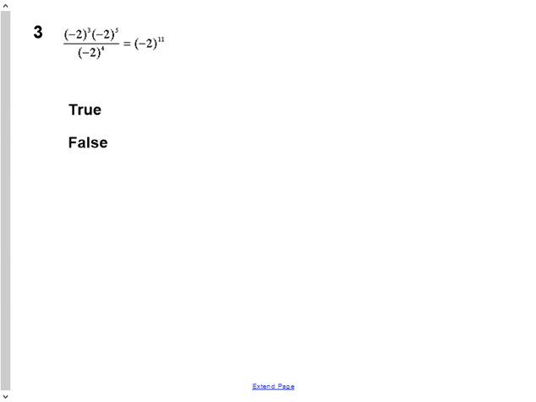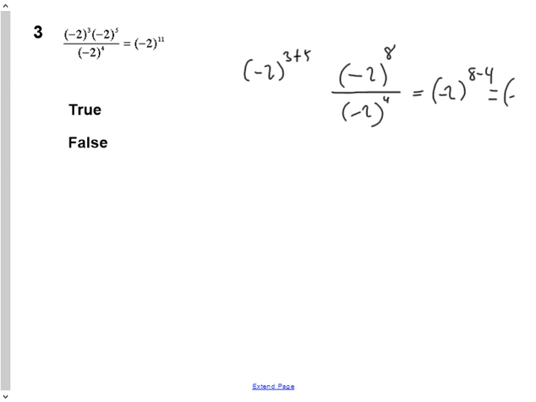Question 3, you have a power of negative 2 cubed multiplied by negative 2 to the 5th divided by negative 2 to the 4th. So the work I was hoping to see here was that you would keep the base and add the exponents for the top part to get negative 2 in brackets to the exponent of 8, negative 2 to the exponent of 4. And then once you have that, you're dividing, so you're going to keep the base and subtract your exponents to give you a final answer of negative 2 to the 4th. And since that is not the same thing as negative 2 to the 11th, your answer is false.